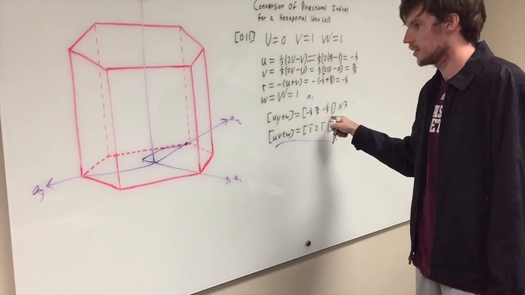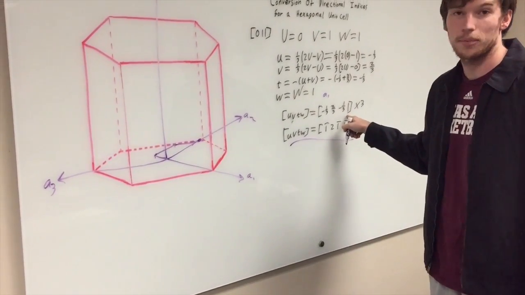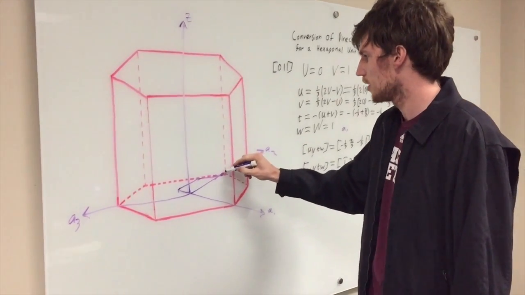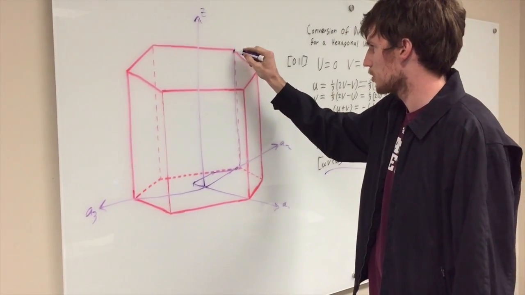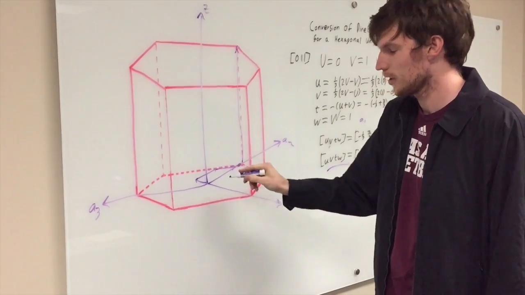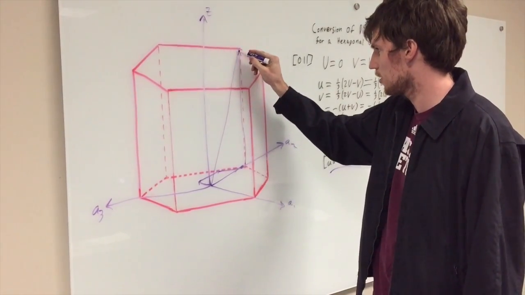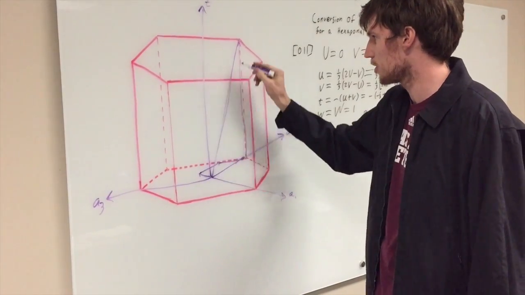The last step is going to be walking up 1 full unit length in the z direction, which will put us right there. Finally, I'm going to draw the direction from the origin, just like that.